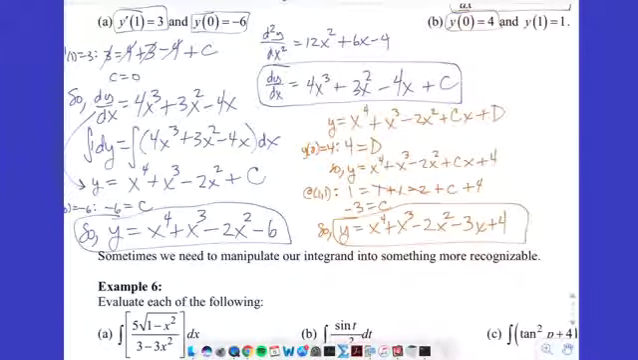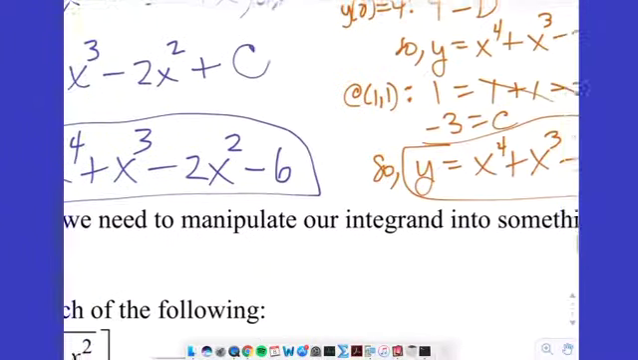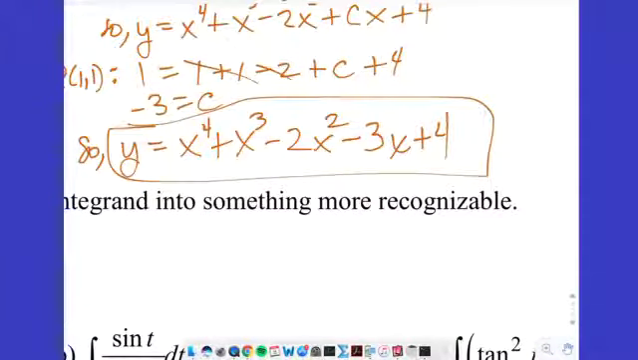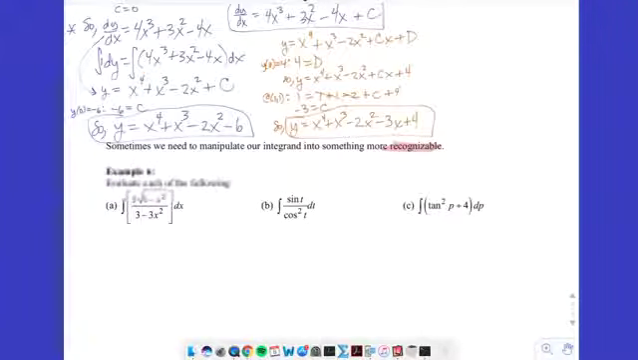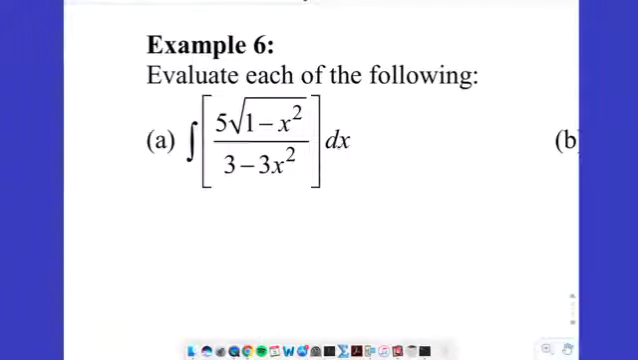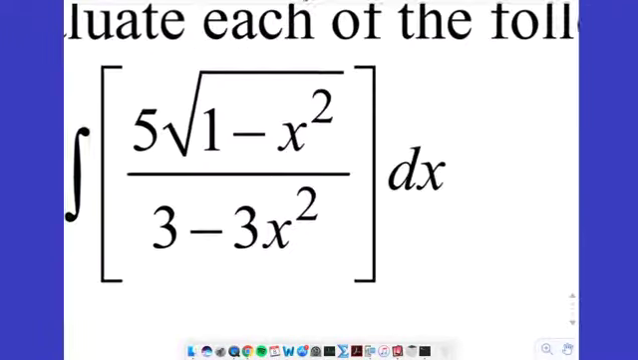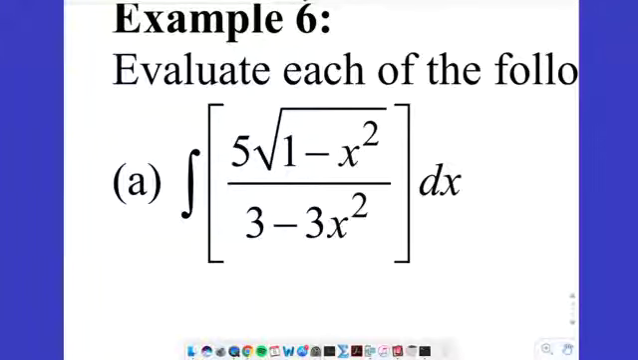All right, so we said that right now we only have tools of a hammer and a pickaxe. And so sometimes we need to manipulate our integrand into something more recognizable, something that we can use our hammer and our pickaxe on. So let's jump to example 6. Now we're using the verb format. It says evaluate each of the following. When you see something like that, what is that telling you to do?